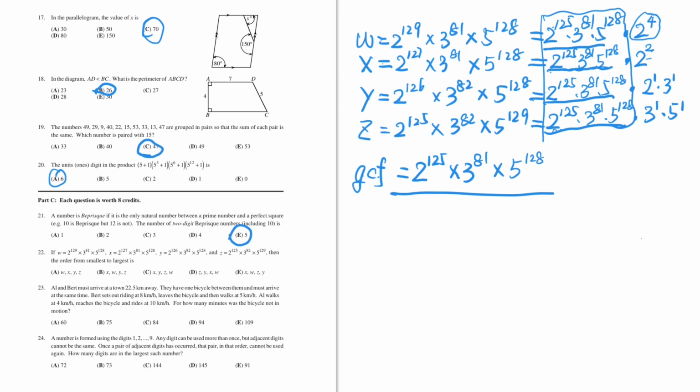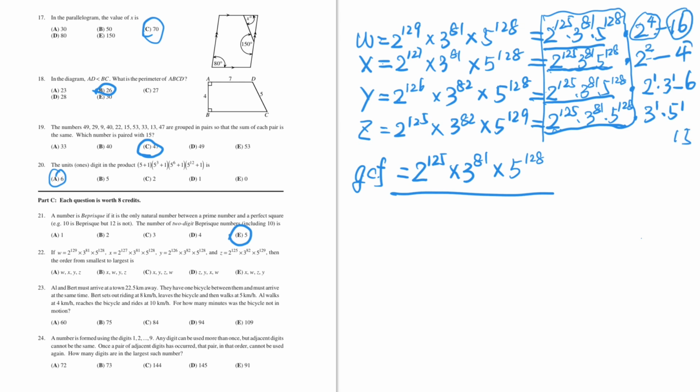Calculate outside of the GCF: 2 to the power 4, that's 16. 2 squared, that's 4. 2 times 3, 6. 3 times 5, 15.